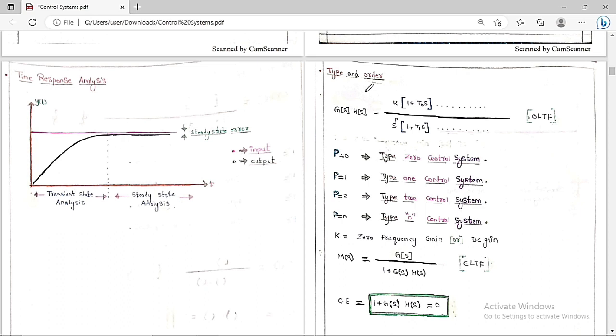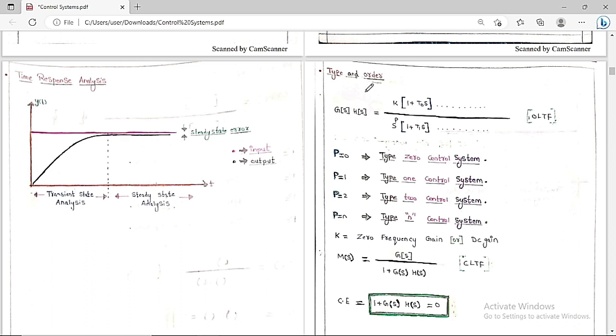So basically, type is nothing but the number of poles present at the origin in the open loop transfer function G(s)H(s). And order means the highest order in the characteristic equation 1 + G(s)H(s), which is called the order of the system. Always keep this in mind.